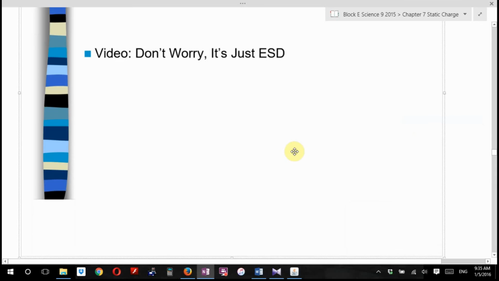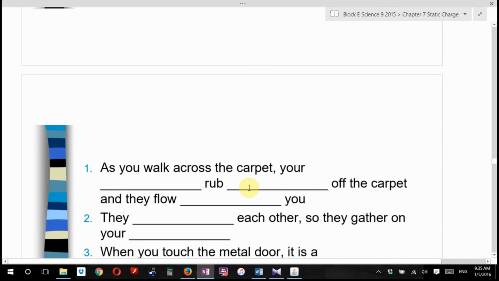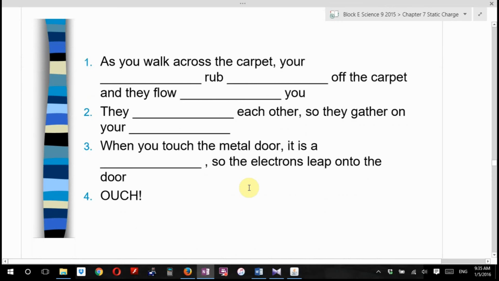So this explains how you get a shock on a cold, dry day after walking across a carpet and touching a metal door. What really happens? Well, as you walk across the carpet, your feet rub, can I start abbreviating electrons with E-? Electrons off the carpet, and they flow into you. They're electrons, they're like charges, so they're going to repel each other.